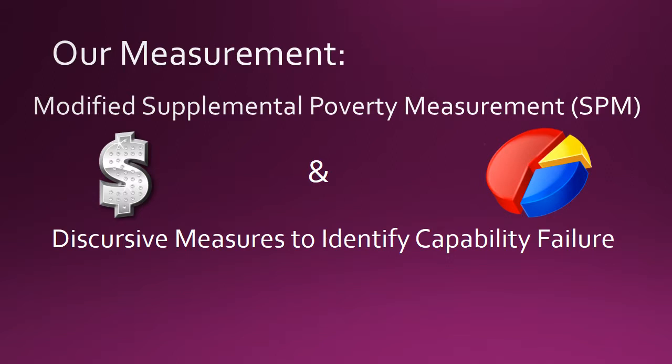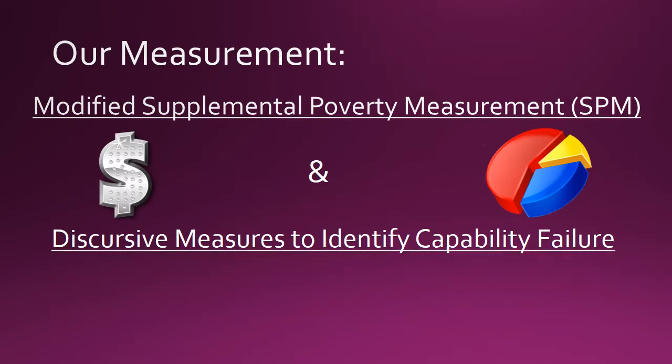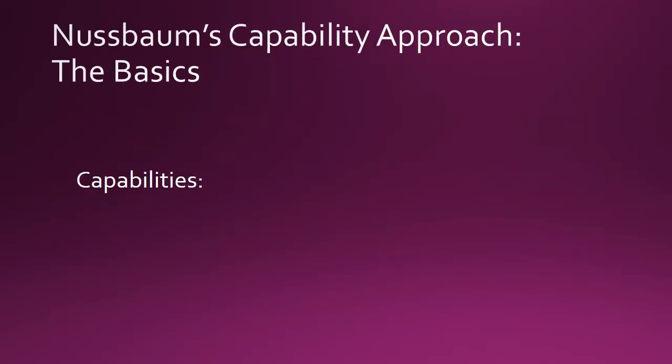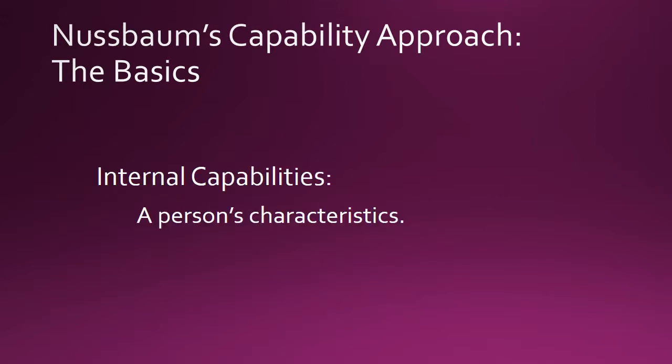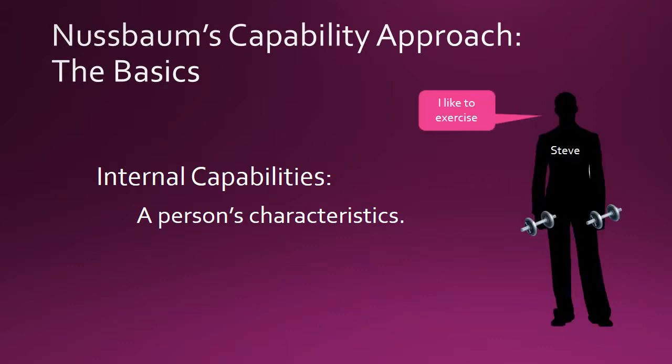For starters, we will focus on Nussbaum's interpretation of the capability approach. Let's start with the basics. Capabilities define what a person can do or be. A person's characteristics are their internal capabilities. For example, Steve is athletic and likes to exercise. Being in shape is his internal capability.